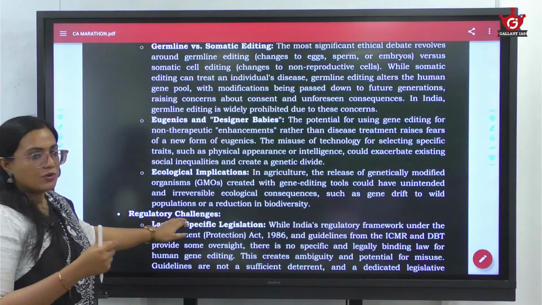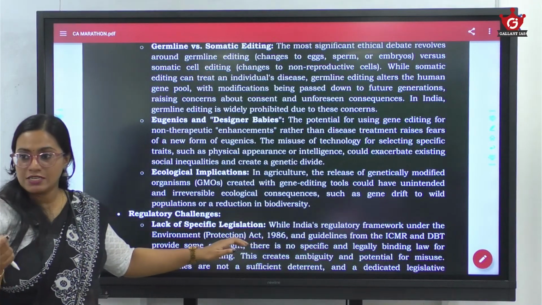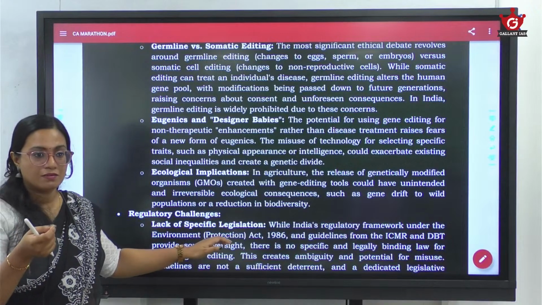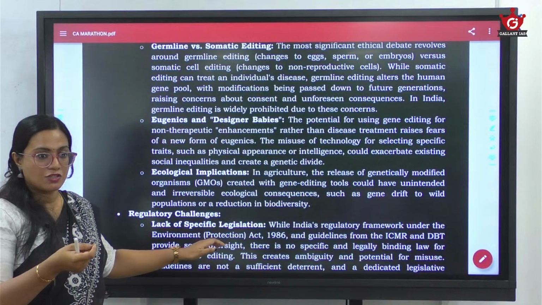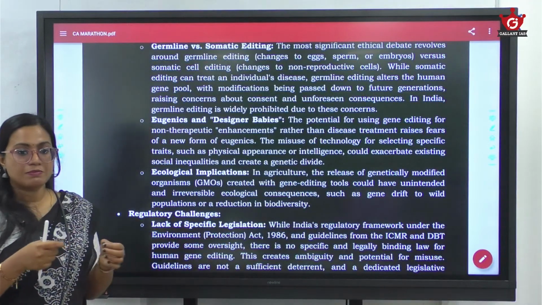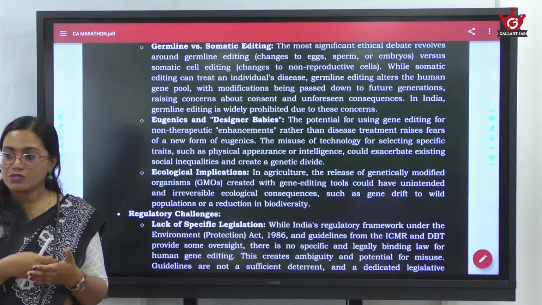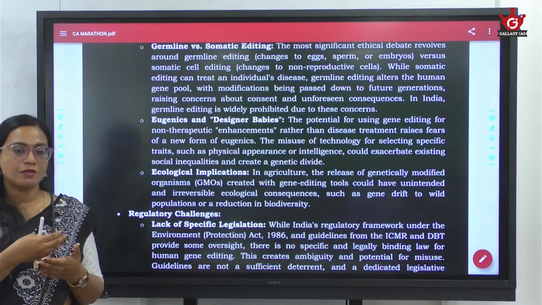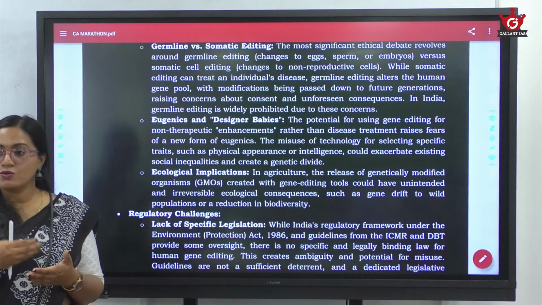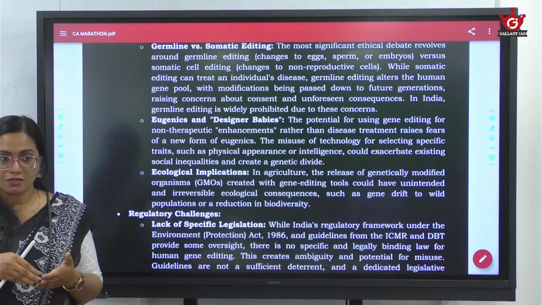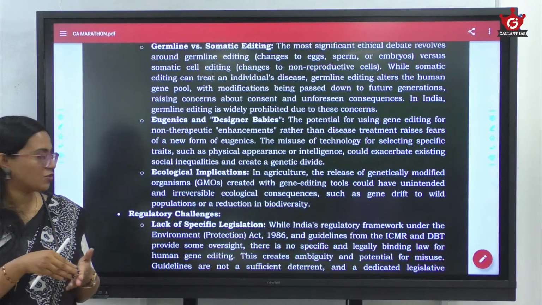So maybe you choose a particular trait, like beauty or intelligence, and you are trying to edit it to create a better offspring. So then it raises an ethical issue. Some people have genetic diseases. Using gene editing to alter that gene to avoid such diseases is actually a beneficial thing. Whereas altering the gene to produce a better offspring, a more intelligent person, is not a good thing. So that is the ethical issue concerned here.